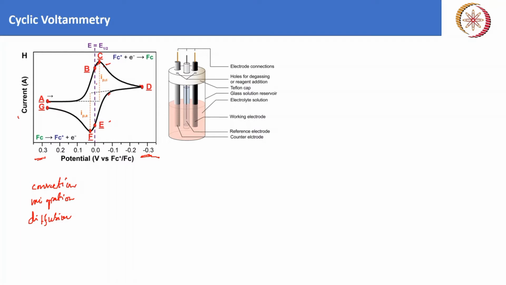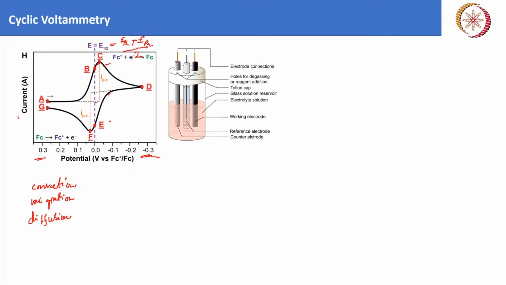This B and E point is known as E half, which is also known as the formal potential. The formal potential is basically the average of the potentials of the cathodic process, Epc, and the anodic process, Epa, divided by 2. So this is the key formal potential.